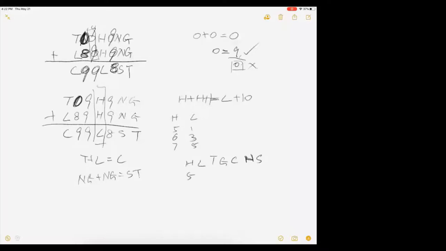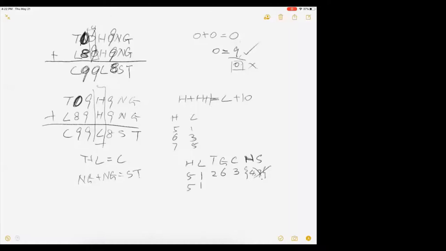So if H is 5, L will be 1. And then I can try T and G, right? If T is 2, G will be 6, and then C could be 3. And then you have N and S is 4 and 7, so this won't work, okay? And then you can keep trying.